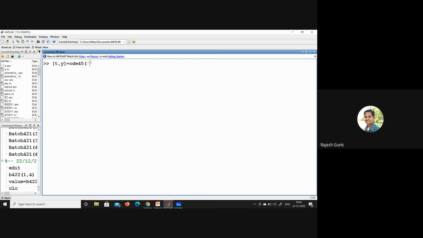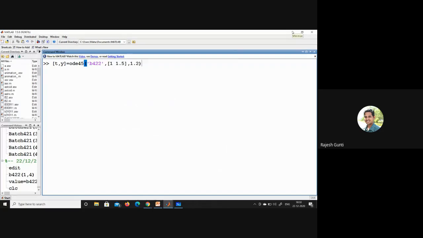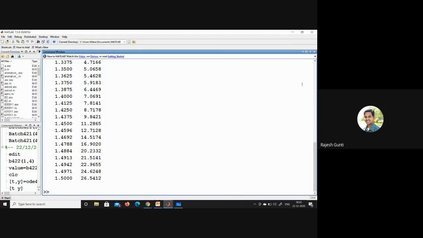ODE45. What is the file name? My differential equation is in B422. Comma, what is my T-span? 1 to 1.5. What is the y naught value? Y naught is 1.2. Now I have a solution, t comma y. I want to write the solution side by side. This is the solution of the differential equation.